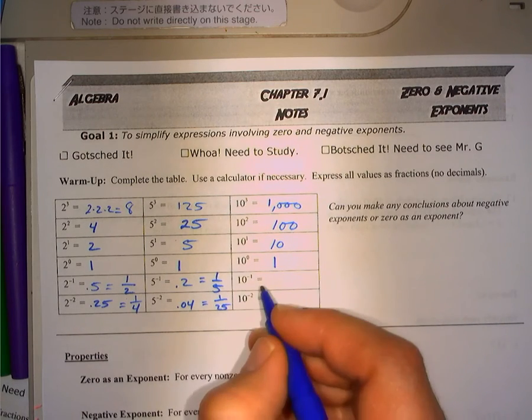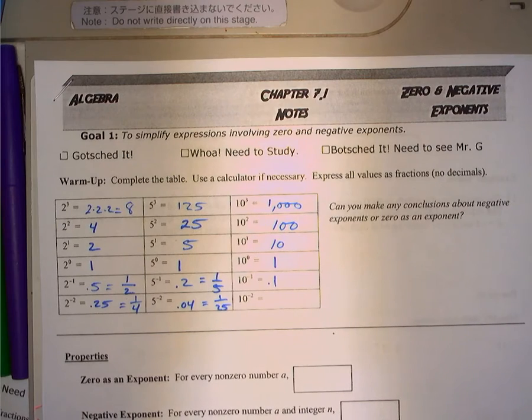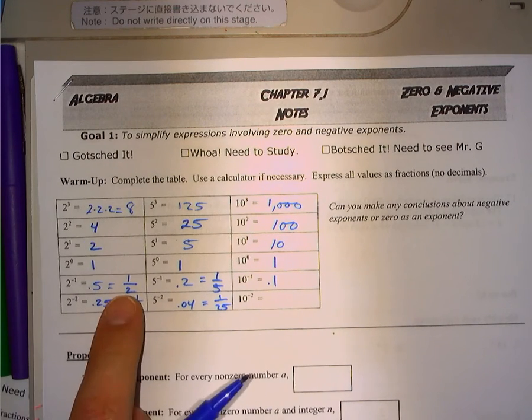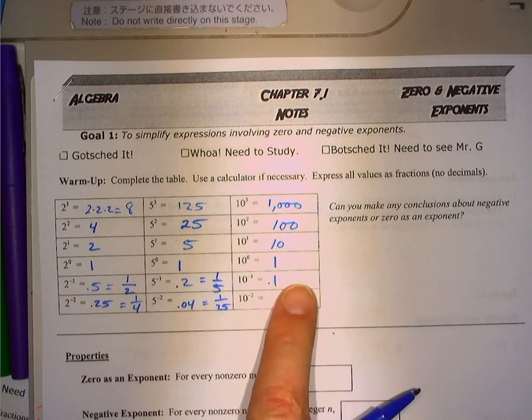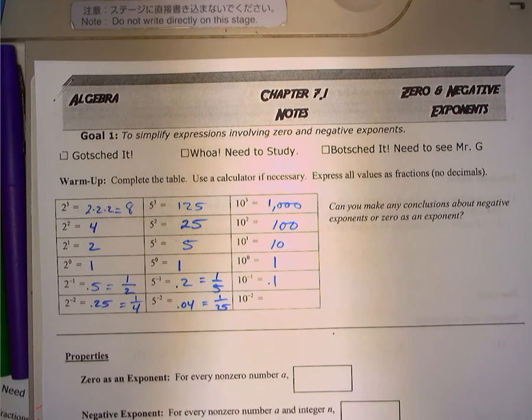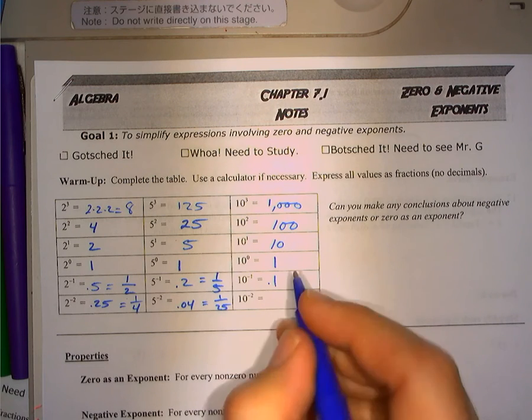10 to the negative first, I got 0.1. What's 0.1 as a fraction? Take a guess. This is 1 over 2, this is 1 over 5, this is 1 over, Colton? 1 over 10, thank you, sir.